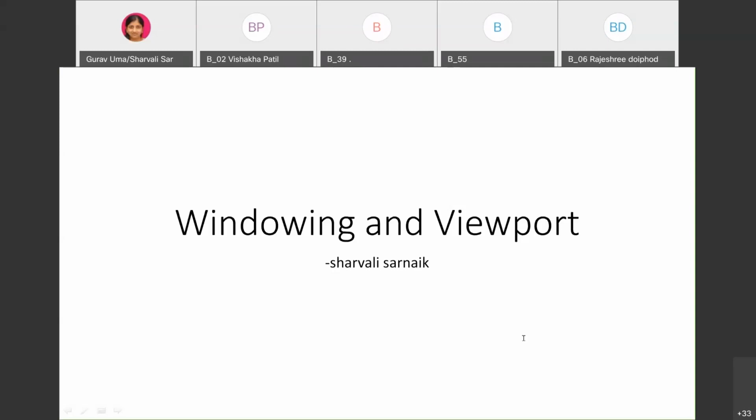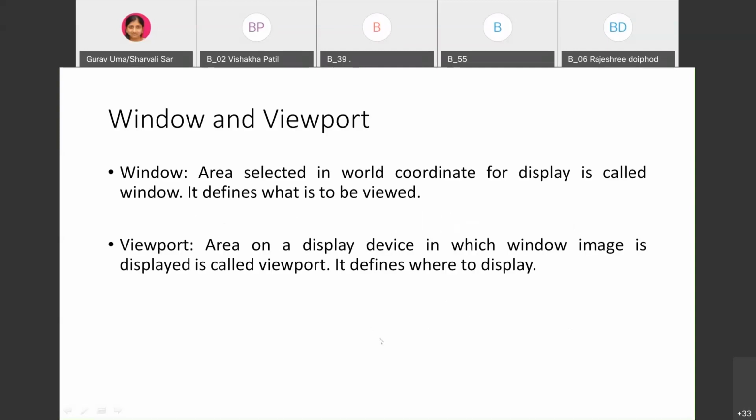So we are starting with windowing and viewporting. Let's see what is windowing and viewporting in computer graphics. Similarly, we are going to see what is clipping. So let's see what is windowing and viewporting.